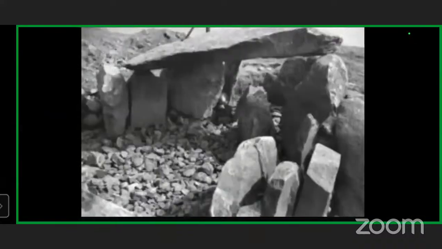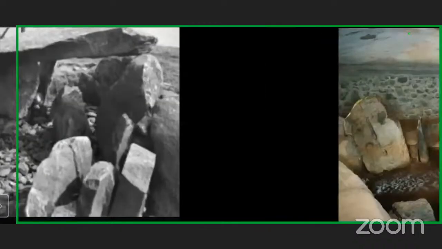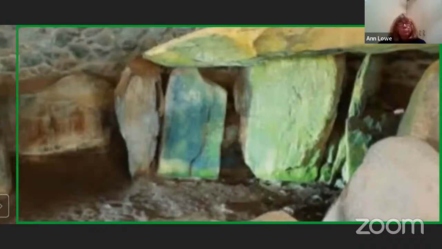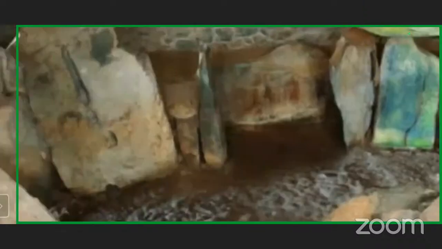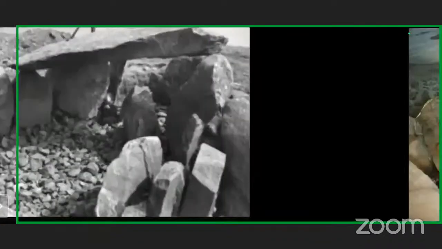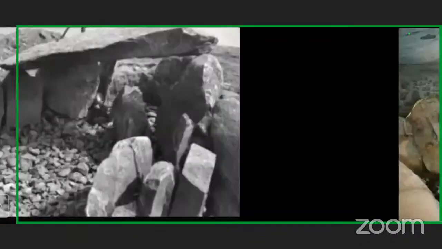This is what that used to look like 60 years ago. That's what it looks like now. Can you see that all that bacteria is eating at the sandstone? It's eating into it. It's destroying the sandstone. Hang on a minute, what the bloody hell is this thing on the roof here? Well, that concrete roof was never there.